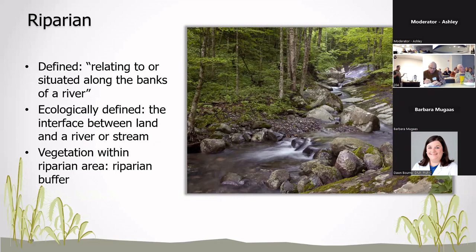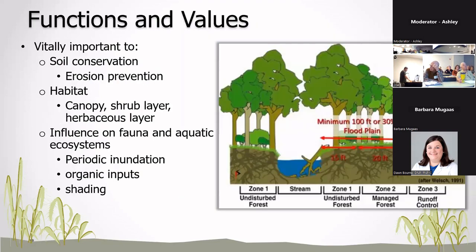And why is it important? Well, first, let's really think about it. It's an ecologically defined interface. It is that space between what's going on in the upland and the body of water. So there's stuff going on in between there, and a lot of that is very critical to water health. That's why we're really interested in it. And again, it's all about vegetation. So we're going to talk about the importance of having a healthy riparian buffer.